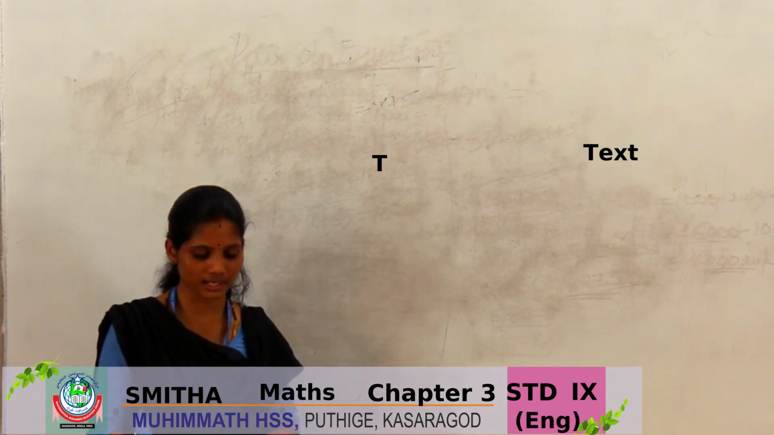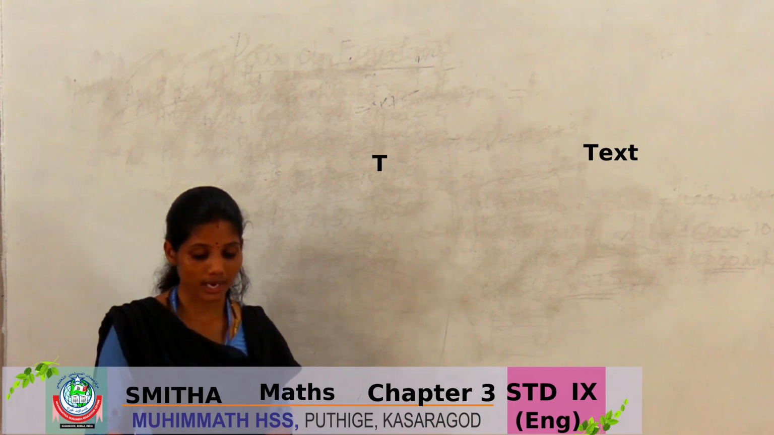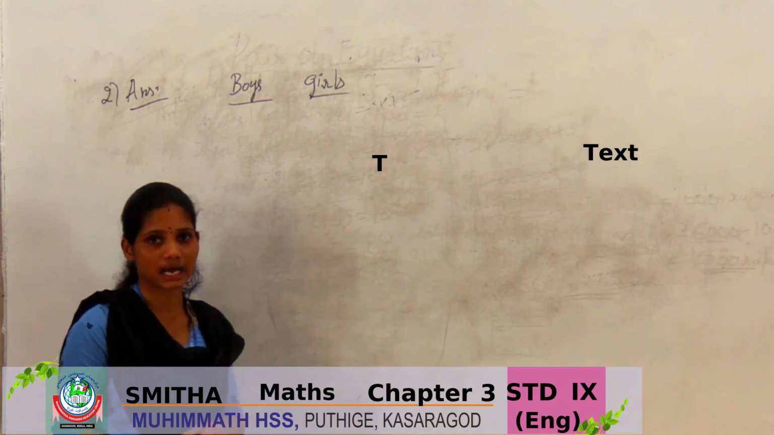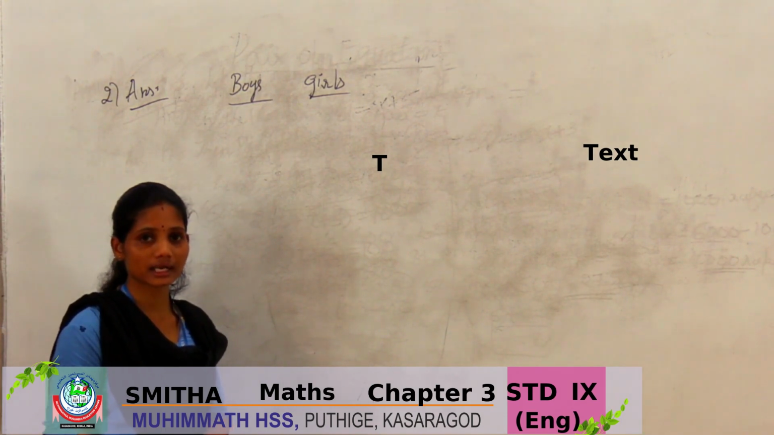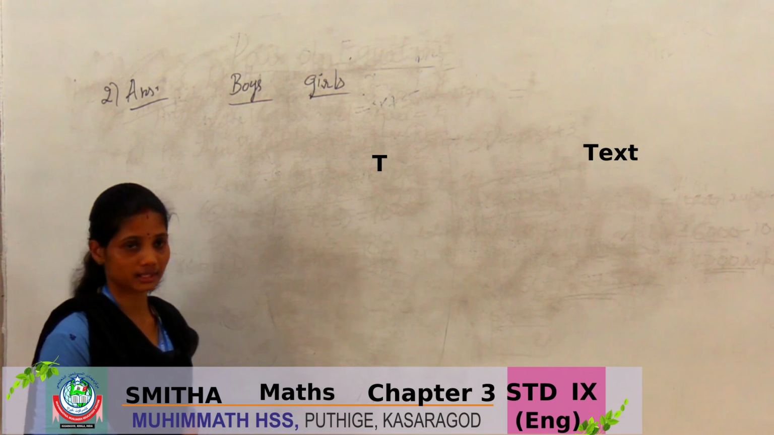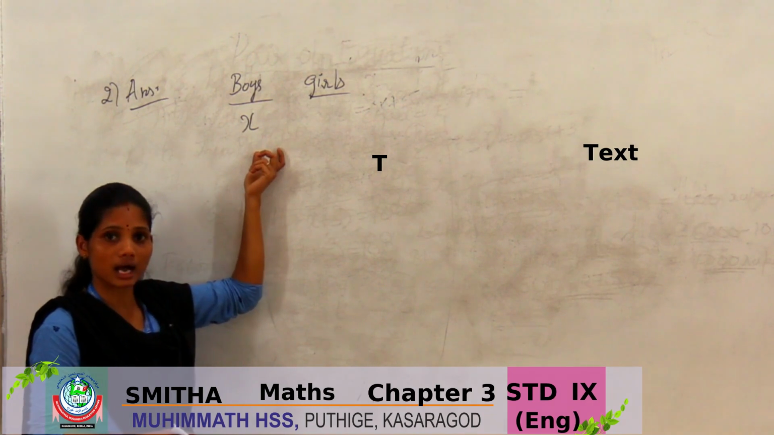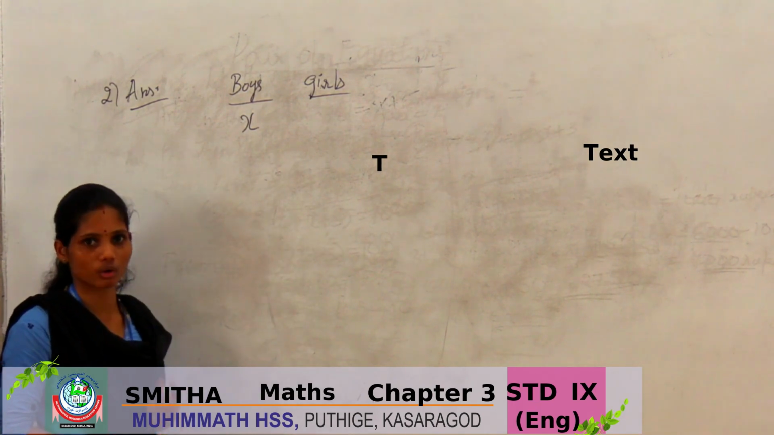Next question is from the exercise. A class has 4 more girls than boys. On a day when only 8 boys were absent, the number of girls was twice that of the boys. How many girls and boys are there in the class? We don't know the number of girls and boys. Let us take them in terms of x. Let the number of boys be x. The number of girls becomes, girls are 4 more than boys. So it becomes x plus 4.